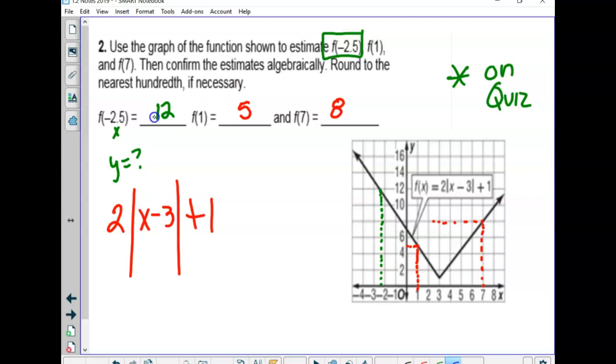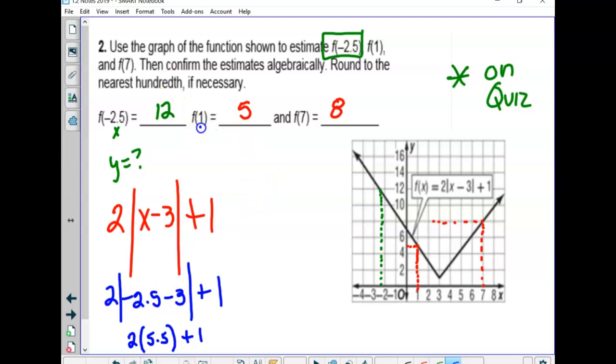If I put in -2.5, stick with me here because some of you have trouble with this. What do you do first? Some people make it all positive, and it actually wouldn't hurt on this one, but you're not supposed to. You're supposed to do what's in there first, which would be -5.5. Then the absolute value makes it positive 5.5. So what's 2 5.5s plus 1? 2 5.5s would be 11 plus 1 is 12, so that was working.